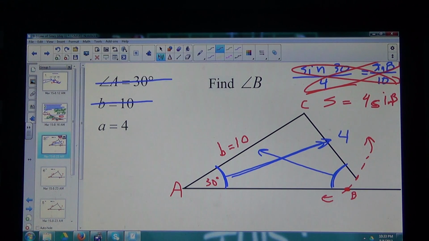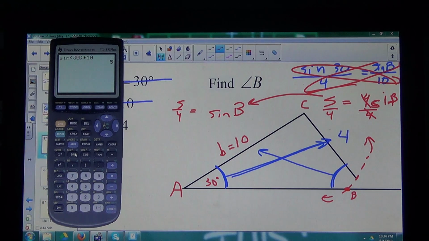Okay, and how do I get sine of B by itself? I divide both sides by 4. When I divide by 4, I'm going to move my problem over here now. I'm left with 5 over 4 equals the sine of B. Is B an angle or a side? B is an angle, so to find an angle, what we do in my calculator every single time is the inverse. So I'm going to do the sine inverse.